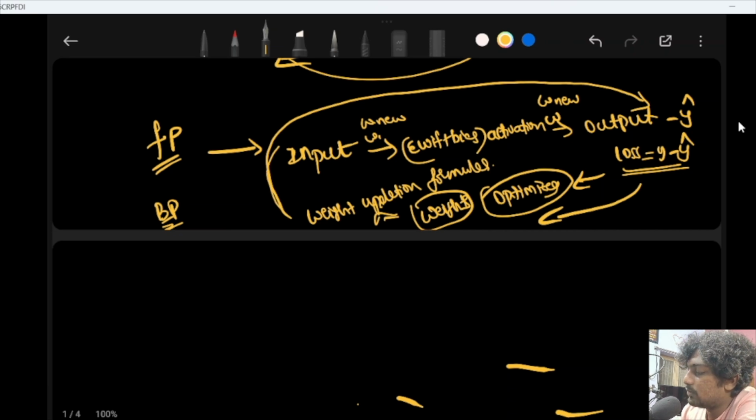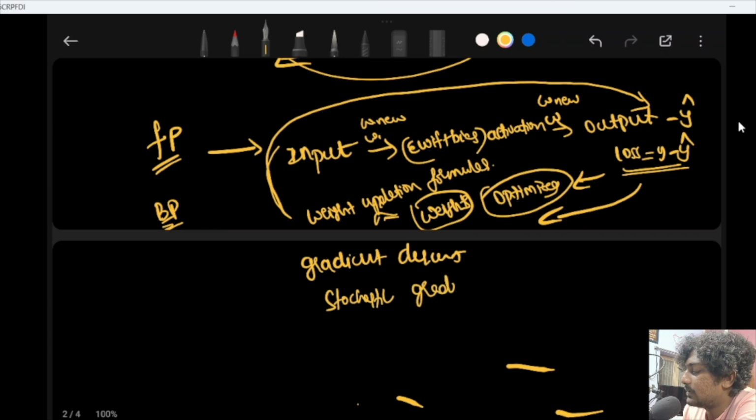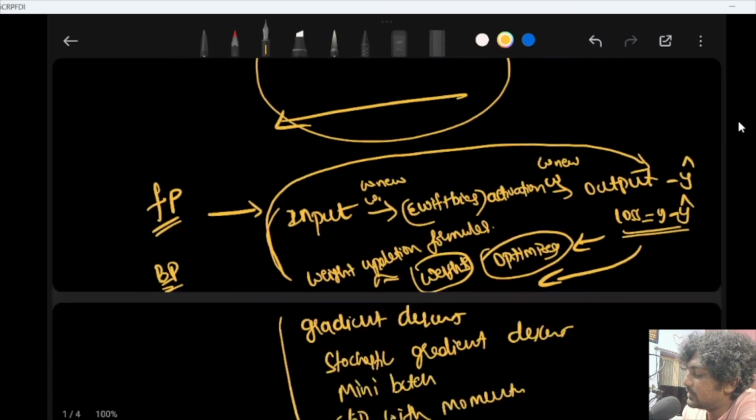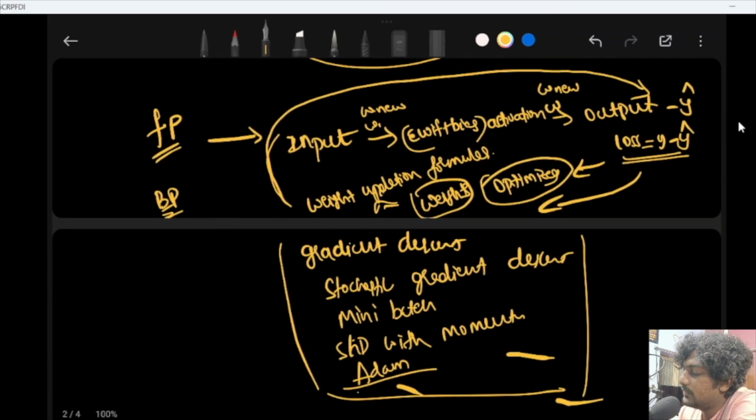And we know there are so many types of optimizers, like gradient descent, stochastic gradient descent, mini batch, SGD with momentum, and Adam, which is very famous. And we have so many optimizers which update the weights using the weight updation formula.